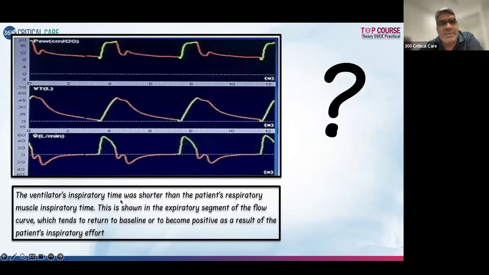So the ventilator's inspiratory time was shorter than the patient's respiratory muscle inspiratory time. So the requirement was higher compared to the set time. This is shown in the expiratory segment of the flow curve, which tends to return to baseline or to become positive as a result of the patient's inspiratory effort. So it gets up again.